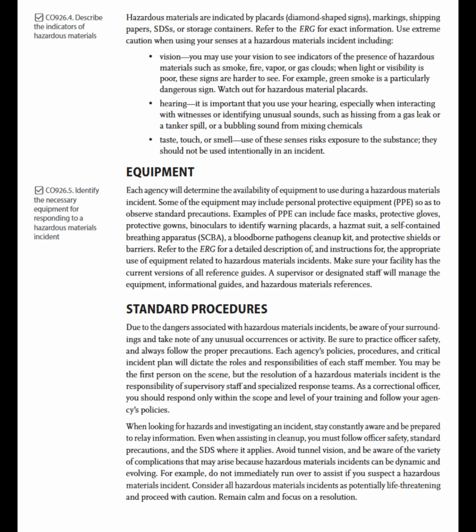Examples of PPE can include face masks, protective gloves, protective gowns, binoculars to identify warning placards, a hazmat suit, a self-contained breathing apparatus, SCBA, a blood-borne pathogens cleanup kit, and protective shields or barriers. Refer to the ERG for a detailed description of and instructions for the appropriate use of equipment related to hazardous materials incidents.